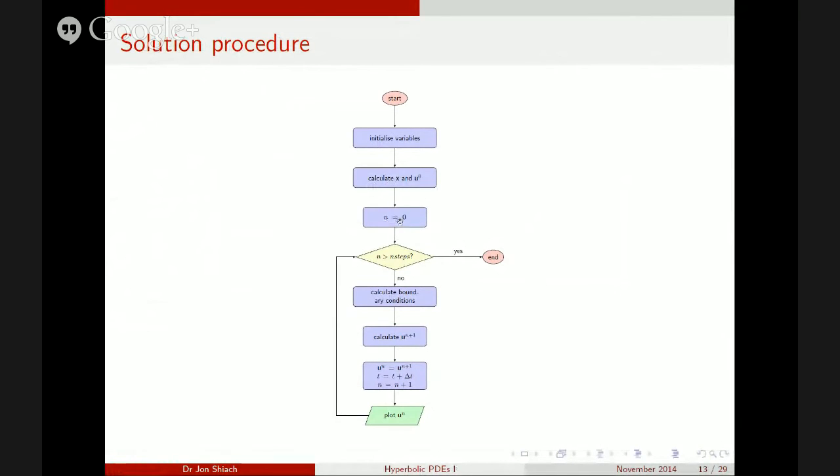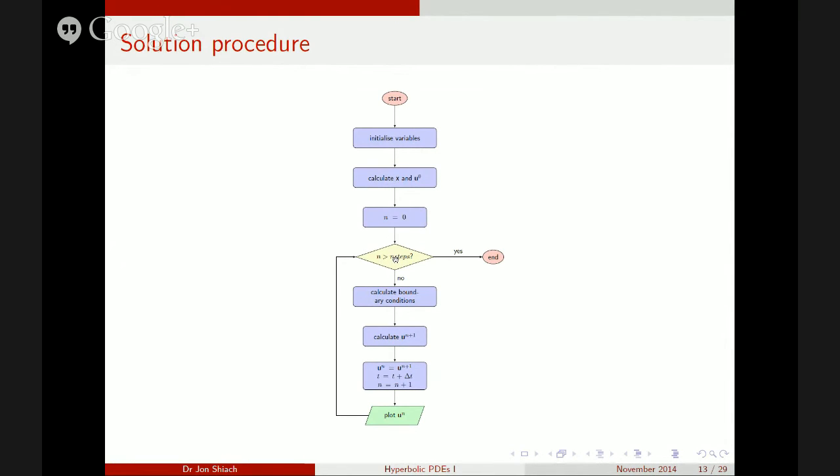So for when I set n equals 0, n is going to be my time step counter. Okay, set n equals 0. Is n greater than n steps? N steps is simply the number of steps we require to actually march the solution.